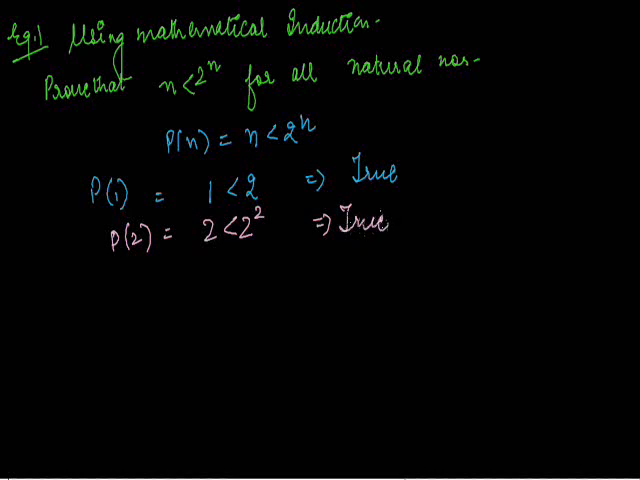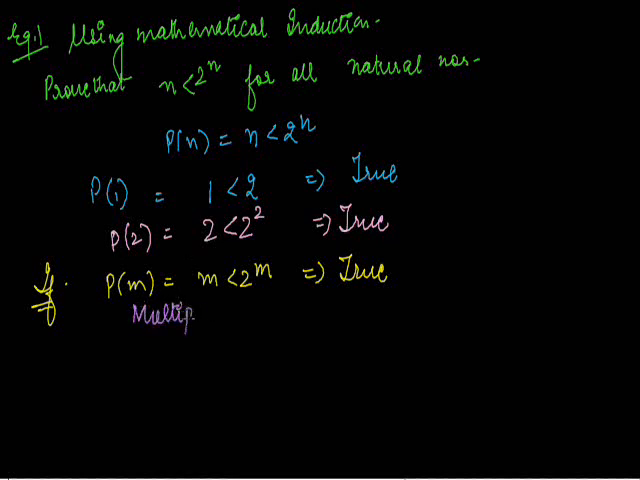Now taking the statement Pm, that is m is less than 2 power m. Assuming it is true, that is Pm is true, what we can do next is multiply by 2 on both sides.